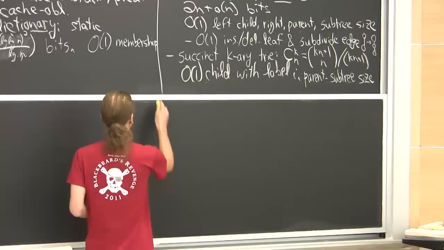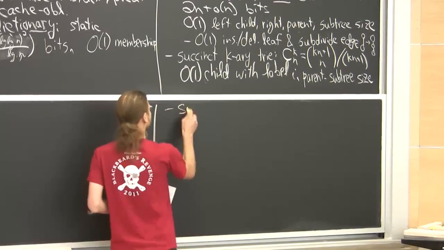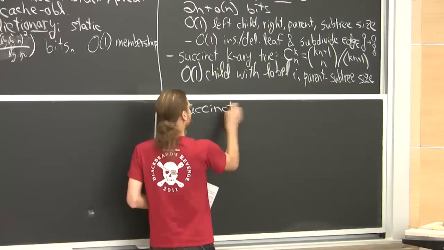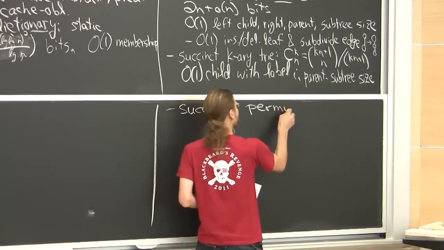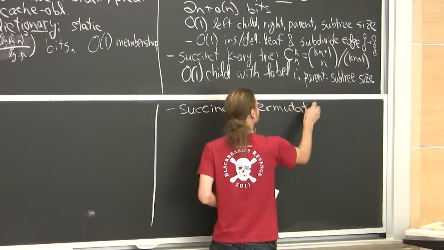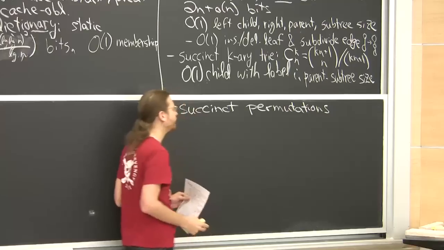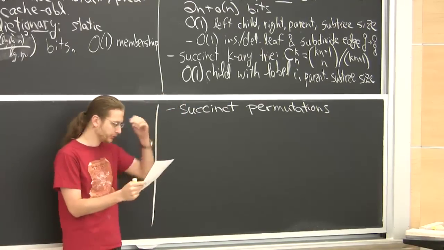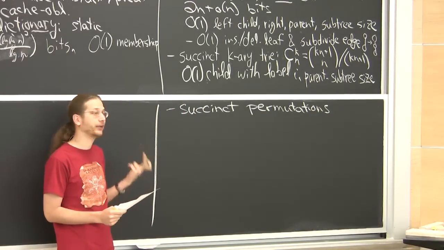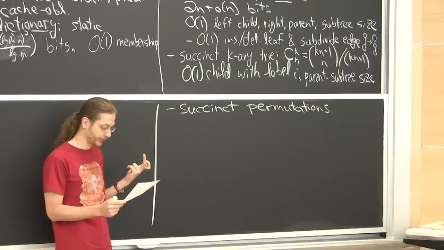A couple more. Why don't I just mention what they are? It's getting a little tedious. There's a lot of other things you might want to store. You can store succinct permutations, although there's some open problems here. So you want to store a permutation using log n factorial bits plus little o of n.